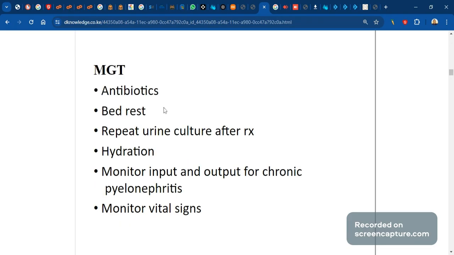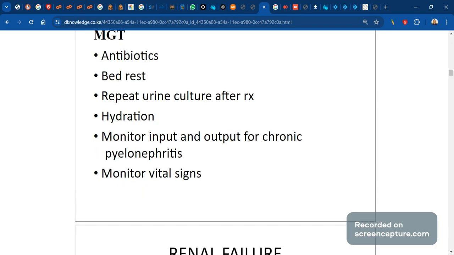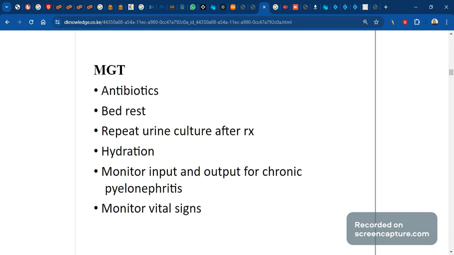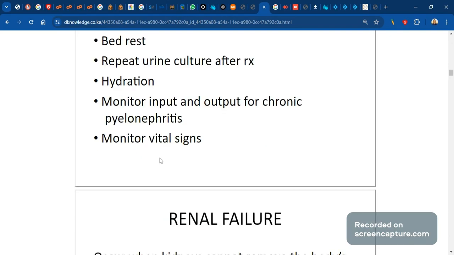We have nitrofurantoin being used. Some people use Septrin, that is cotrimoxazole. Sometimes if it is very severe, some people can use other drugs. There are many drugs. Clindamycin can be used, and ciprofloxacin can be used. Bed rest can be recommended. Repeat urine culture, and hydration, unampea maji mingi, you are supposed to take a lot of water.